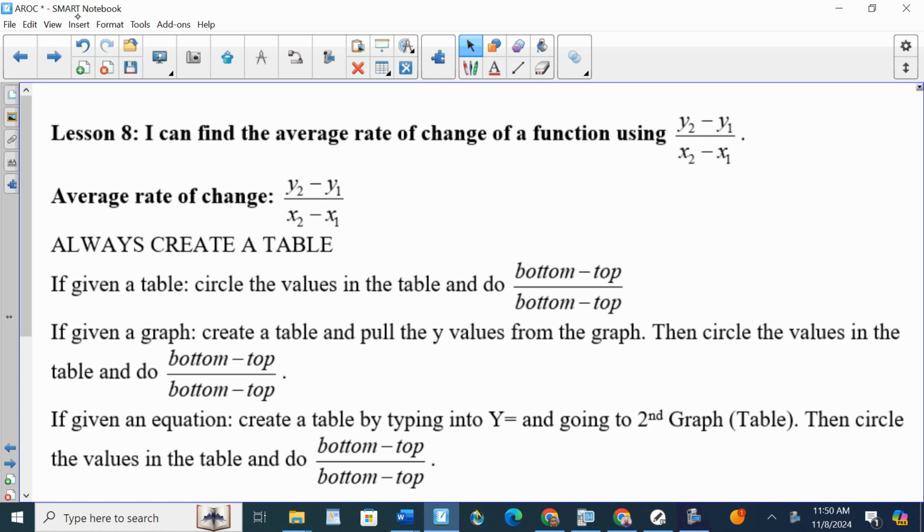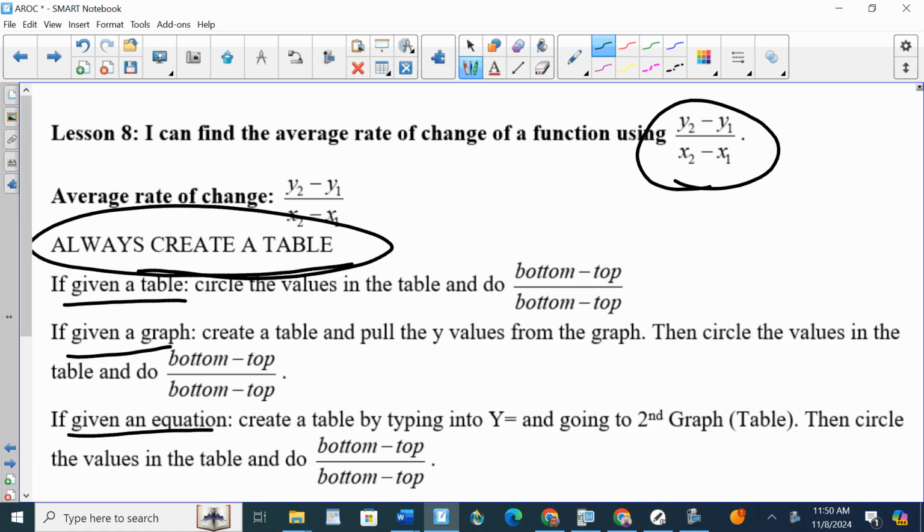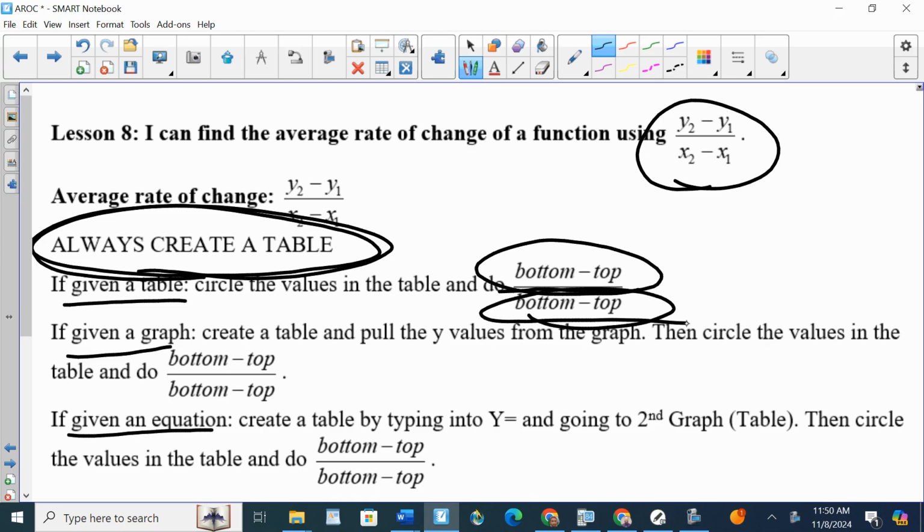I can find the average rate of change using y2 minus y1 over x2 minus x1. You might be given a table, you might be given a graph, you might be given an equation. Either way, I want you to create a table. We go bottom minus top for the y's over bottom minus top for the x's.